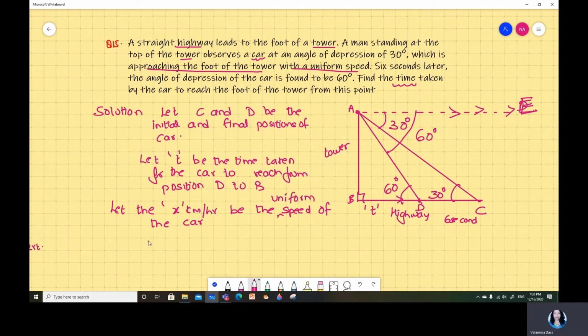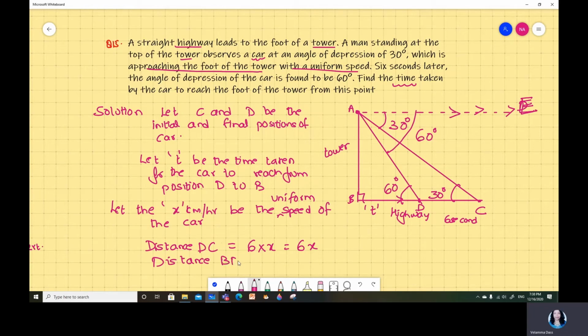Okay, so here we know distance. Distance is speed into time. First we will calculate distance DC. We know the time taken from D to C is 6 seconds. So what will be the distance? That is time into speed, so we'll have 6x.